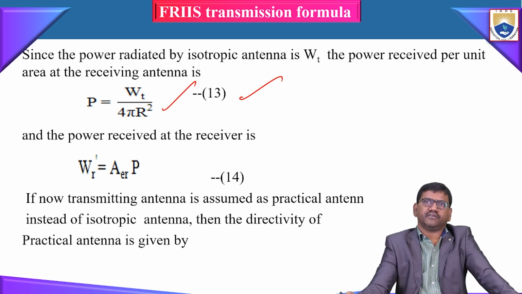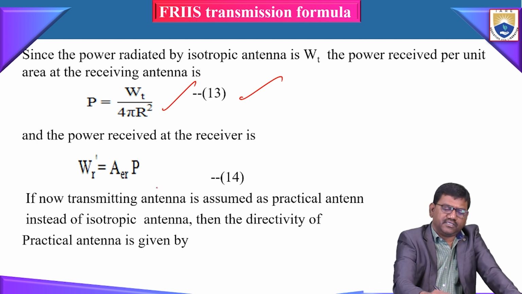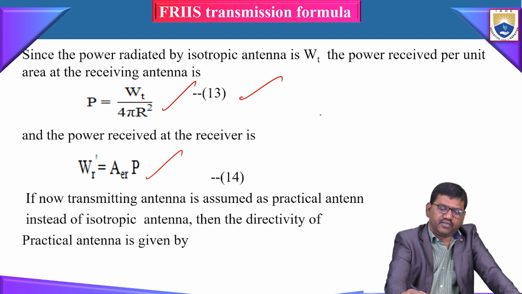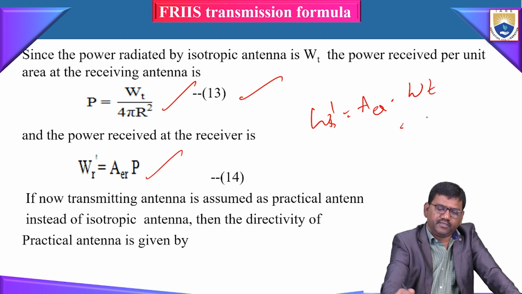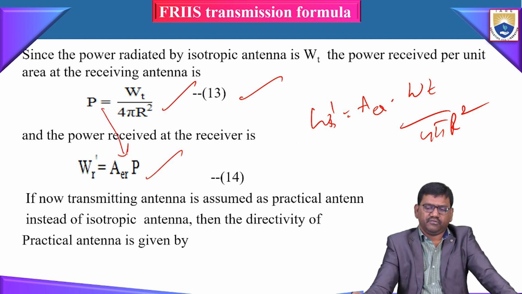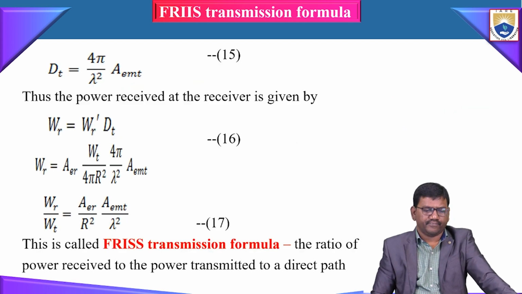Also, the power received by the receiver depends upon the effective aperture of the antenna. It depends upon the area, that is, what is the area of the antenna. We call it the effective aperture of the antenna. So we denote it by the symbol W dash. So W dash is equal to AER into P. So if you substitute here, you will get WR dash is equal to AER into WT by 4 pi r square.